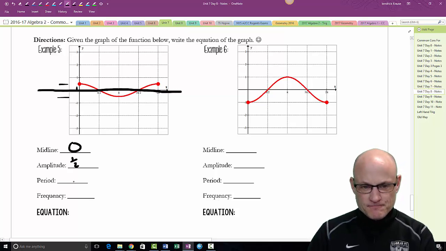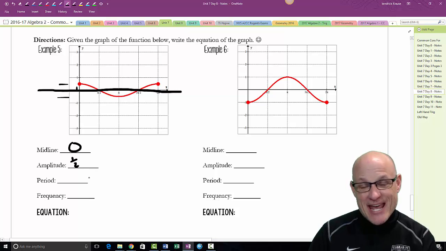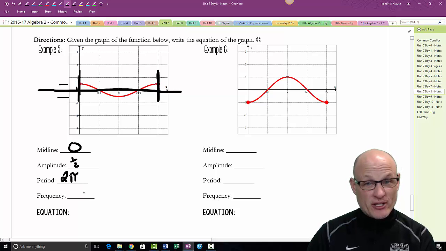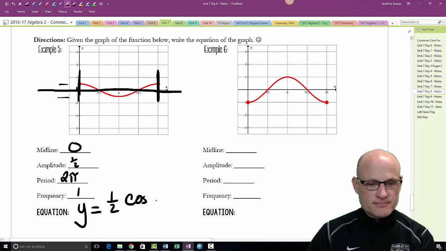The period: how long did it take to finish one full curve? It took 2 pi. What's my frequency? How many curves did it finish in 2 pi? 1. So my equation is y equals 1/2 cosine of x. That's it.